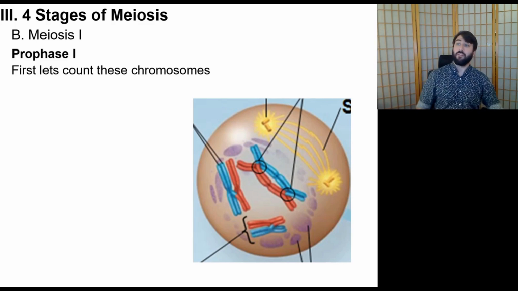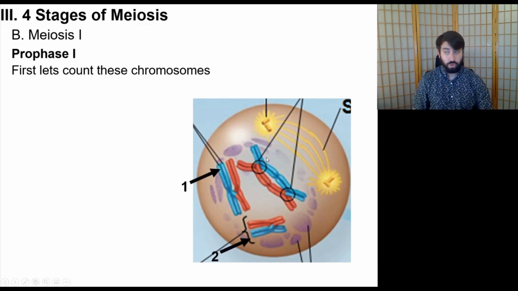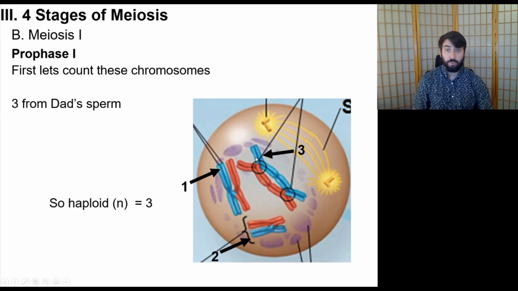Okay, so the first thing we want to do, to help keep track of what's going on, is count the chromosomes. It's handy to do that so we can keep an eye on how this changes throughout the rest of this process. So first off, we have 1, 2, 3 different chromosomes from dad. Now, if we're only counting those, or only one set of chromosomes, that means our ploidy would be haploid, and we write it as n equals 3.